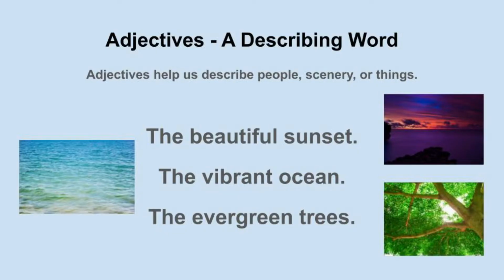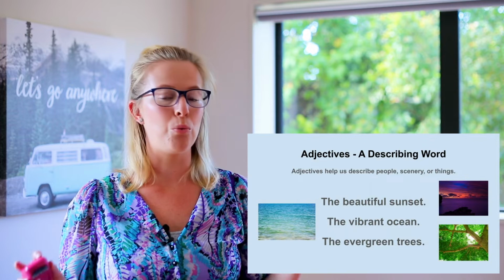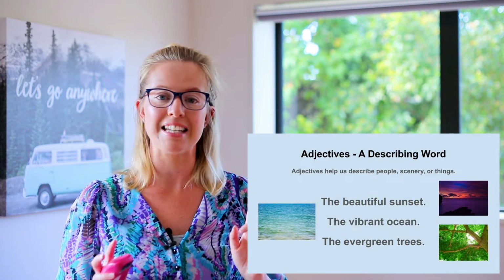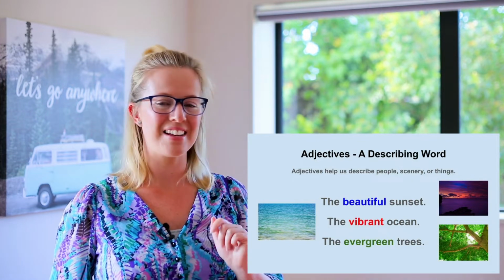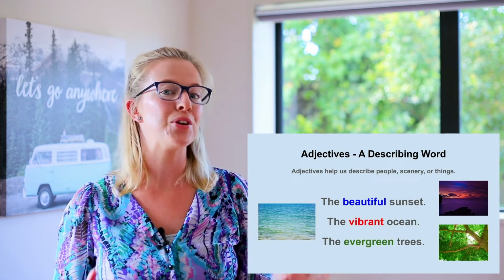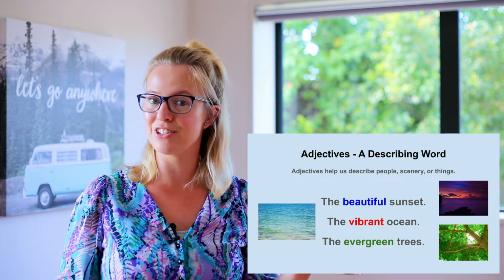So now that we know that an adjective is a describing word, have a look at the screen and see if you can figure out which word in each sentence is the adjective. You can pause the video if you need to. Alright, now you've had some time to think about which word you think is the adjective in each sentence. Let's have a look how you did. So, in the first one, we've got the beautiful sunset. Beautiful is a describing word, so that's the adjective.